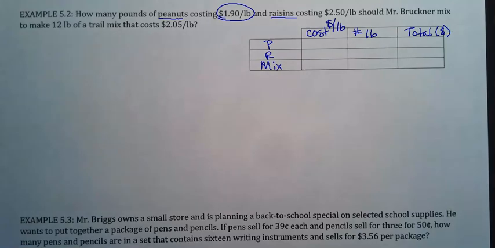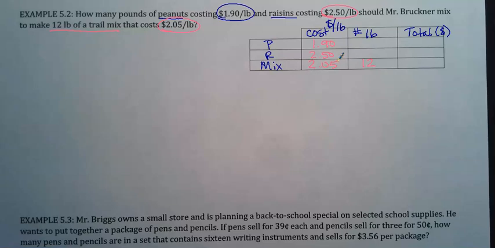Okay, so our peanuts are costing us $1.90 per pound. The raisins are costing $2.50 per pound. We want to make, how much, okay, should Mr. Bruckner mix to make 12 pounds of trail mix? So we've got our trail mix and we want 12 pounds, so that's going to go there. That cost $2.05 a pound. So his mix costs $2.05 a pound. Okay, awesome.